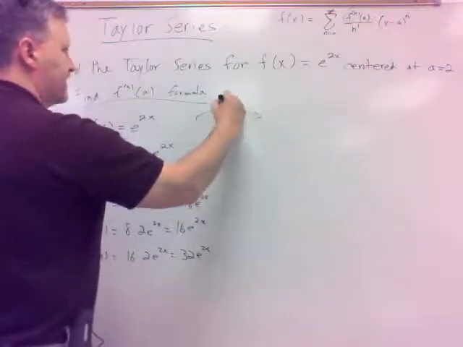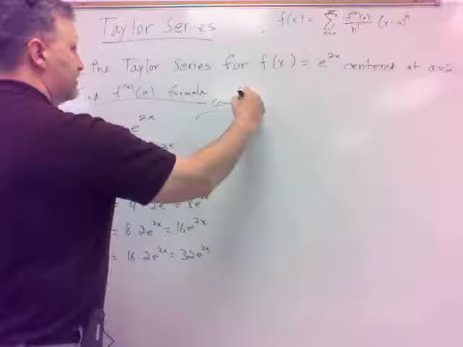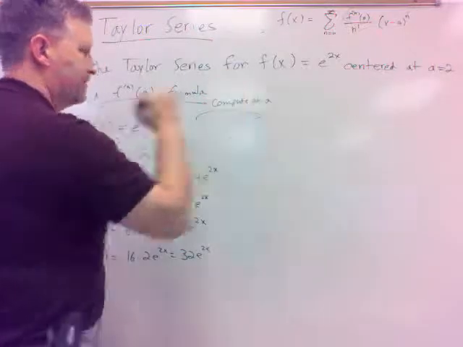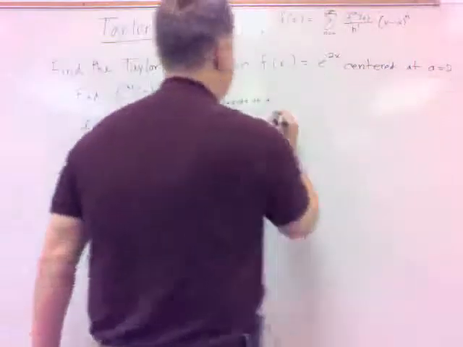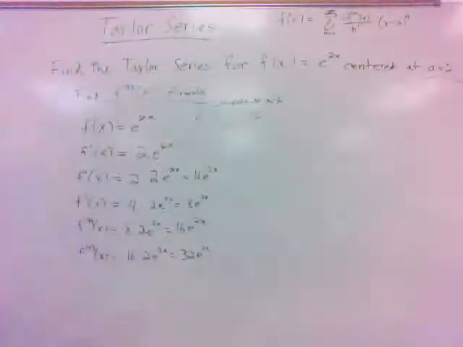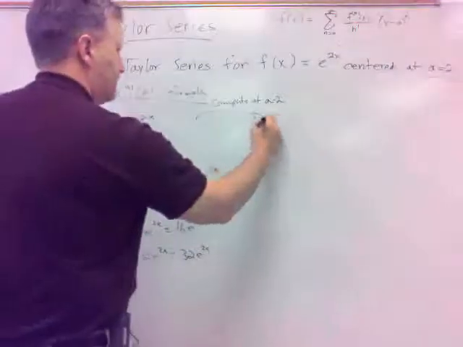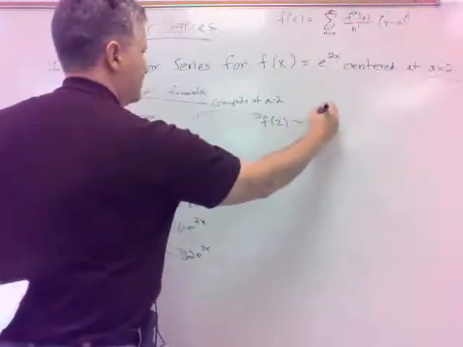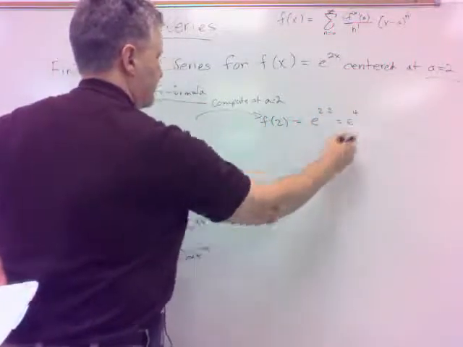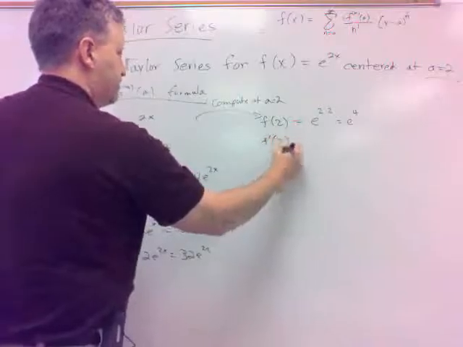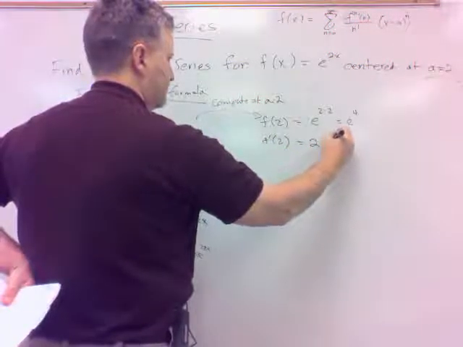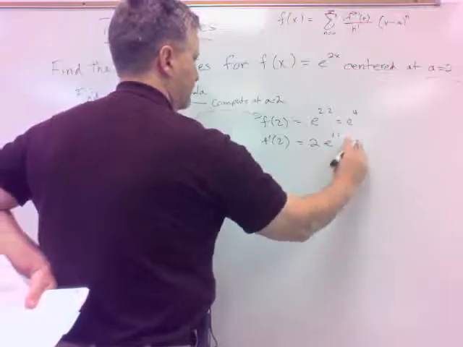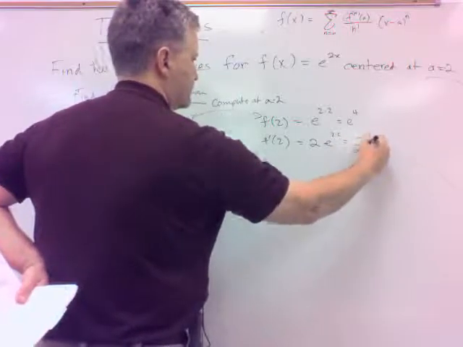Now let's compute those at a. What's a in this case? I've switched it up on here. We were doing a equals 1, now we're doing a equals 2. So at a equals 2, f of 2 would be e to the 2 times 2, which is e to the 4. The first derivative at 2 would be 2e to the 2 times 2, which is 2e to the 4. Ooh, this is pretty good.